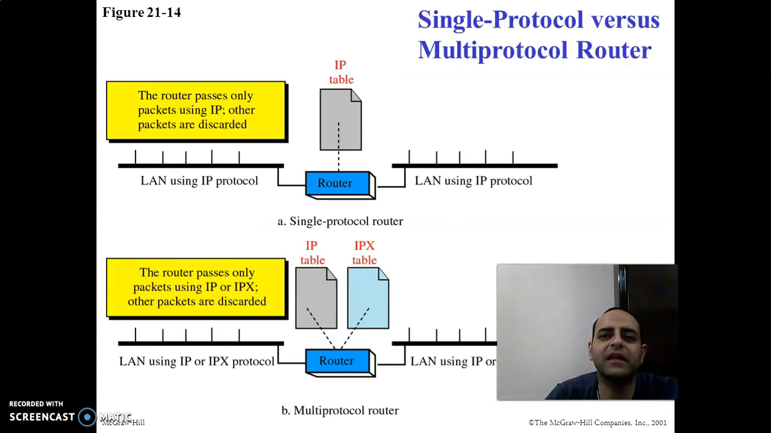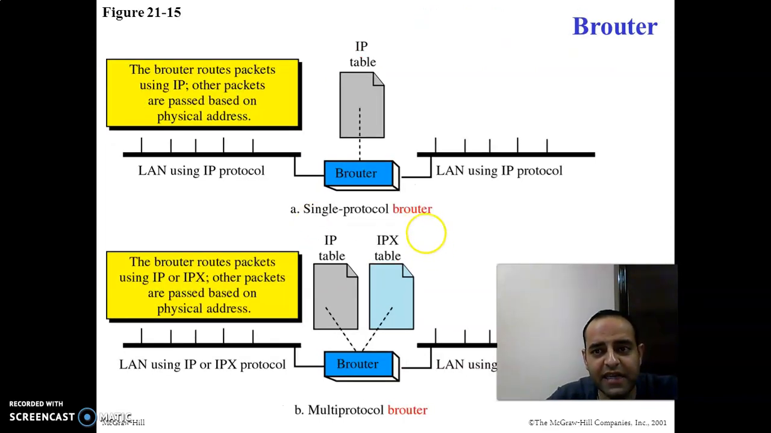Now we have single protocol routers and multiple protocol routers also, like routers working on a single protocol or working on multiple protocols. Similarly, we have another device called a Brouter. A Brouter is a combination of bridge and router, so it can play the role of both. It can work as a bridge also, it can work as a router also.